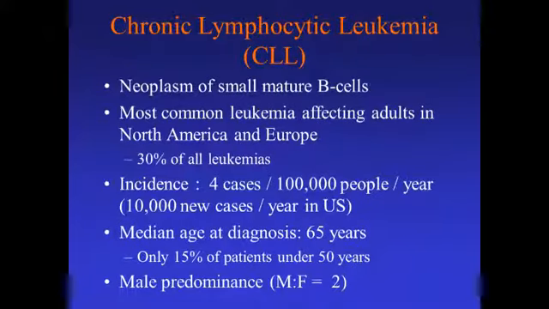So chronic lymphocytic leukemia, or CLL, is a neoplasm of small mature B cells, or B lymphocytes. It's the most common leukemia affecting adults in North America and Europe. Represents about 30% of all leukemias. Interestingly, it doesn't appear to affect Asians much at all. So there's some sort of genetic thing going on there, even when they move to the US and start eating at McDonald's. The incidence is 4 cases per 100,000 people per year, which in the US turns out to be about 10,000 new cases. CLL is a disease primarily of older individuals. The median age is about 65, and there are very few people under the age of 50 that have got CLL. And there's also a male predominance for some reason that nobody really has explained yet.